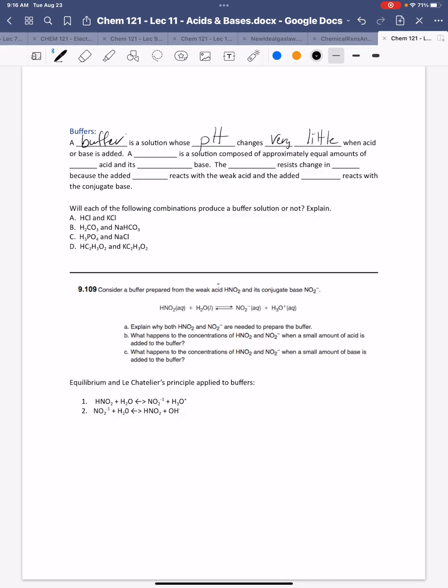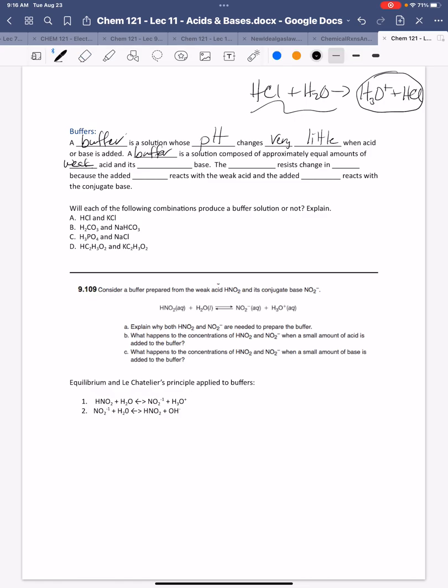A buffer is a solution whose pH changes very little when acid or base is added. A buffer is a solution composed of approximately equal amounts of a weak acid and its conjugate base. The reason it has to be a weak acid is because the acid has to be in equilibrium. A strong acid, when it reacts, completely ionizes, and I don't have anything on this side of the equation to absorb anything because it's all over here. So we have to have a weak acid in order for that to be a buffer.